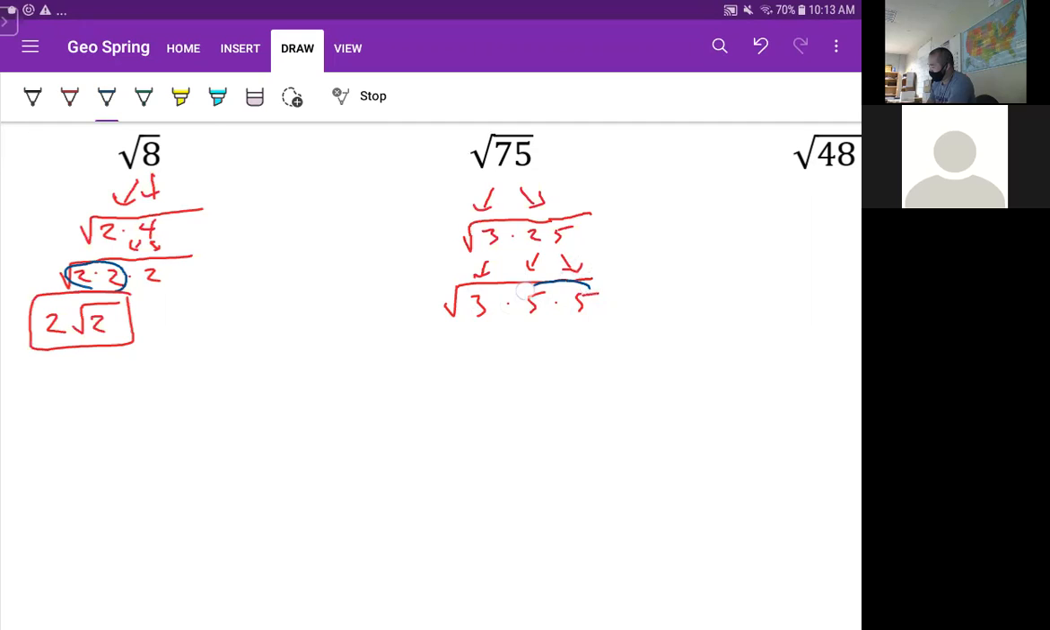All right, you have these two fives, so those two fives can come out. So 5 square roots of 3 is the answer here.